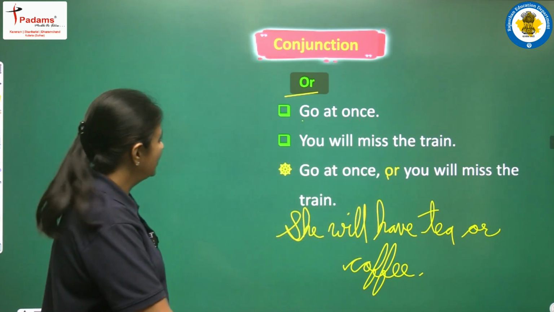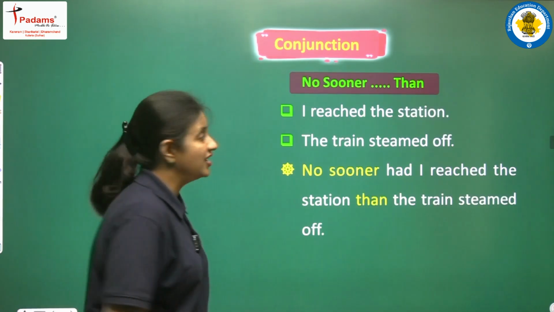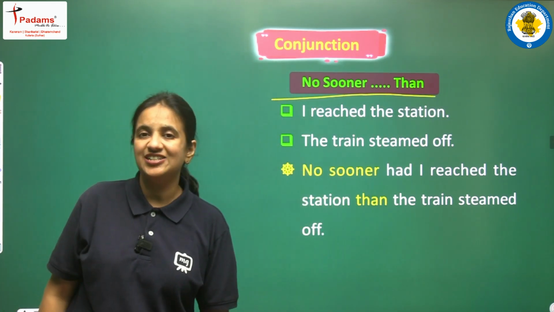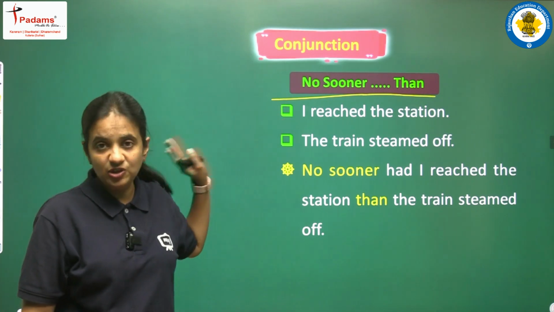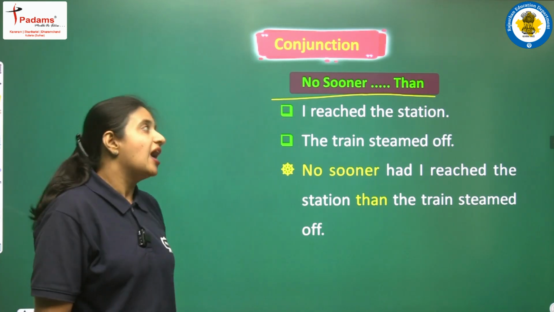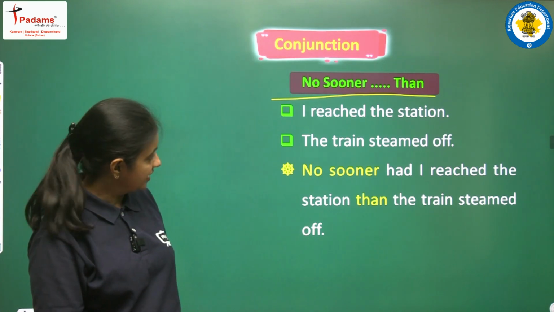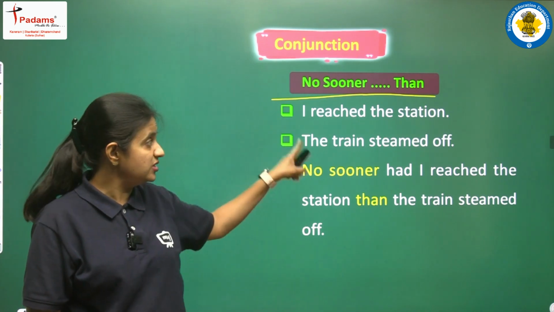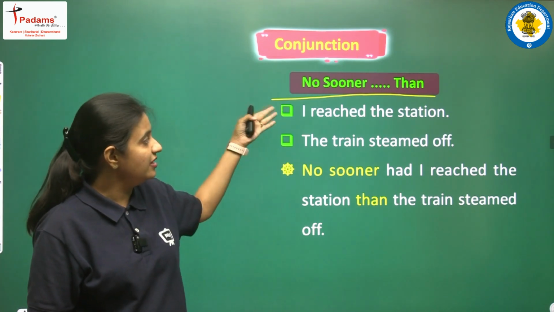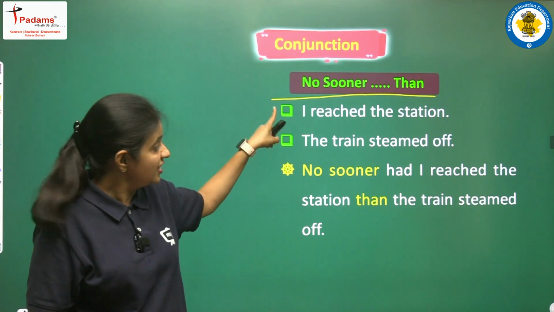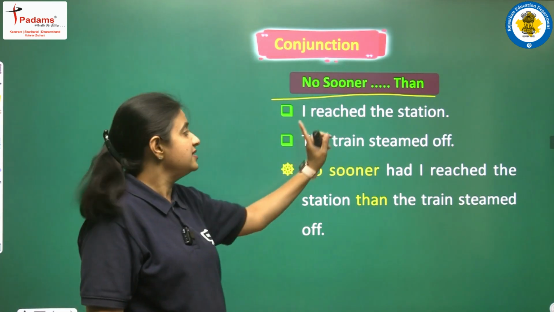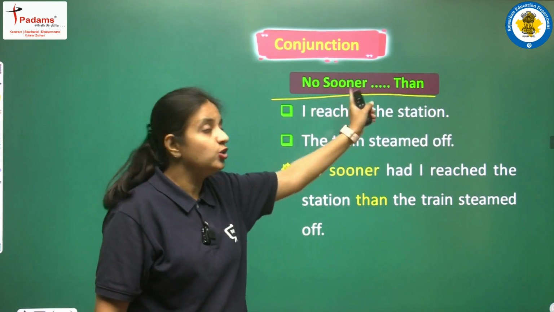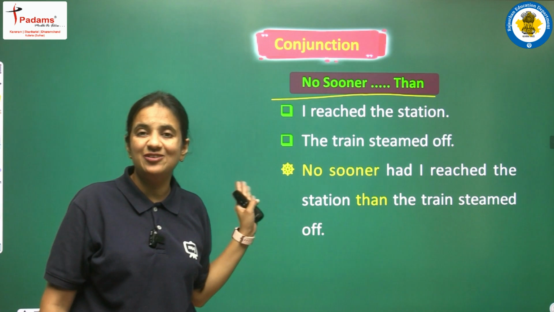Okay. Next we are having our new conjunction, that is no sooner than. So let's see how this conjunction is used. Again we are having two sentences here. Let's read. I reached the station. Second, the train steamed off. So again we are having two sentences, or we can say two actions here. The first action was to reach the station. The second action was that the train steamed off. And now we have to use no sooner than. Let's see how we can use it.